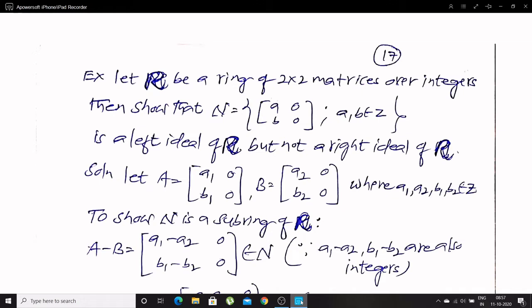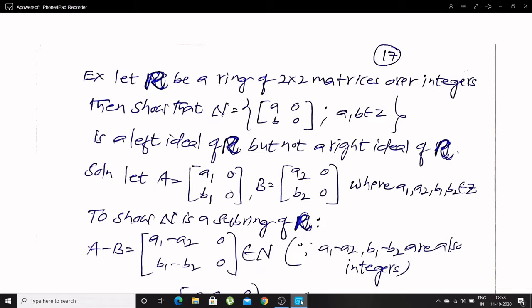Today, I'll solve a few examples related to ideals. Before I solve the example, we must understand the definition of rings, then subring. To define a subring, what do we need? We need a ring satisfying two conditions. Under addition, the closure law must hold good. Under multiplication, the closure law must hold good. Let me start.